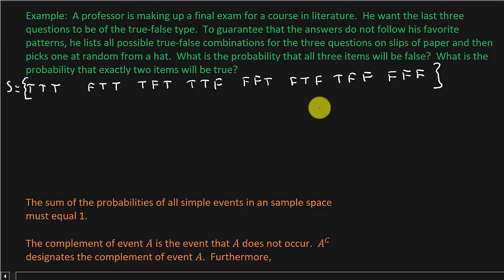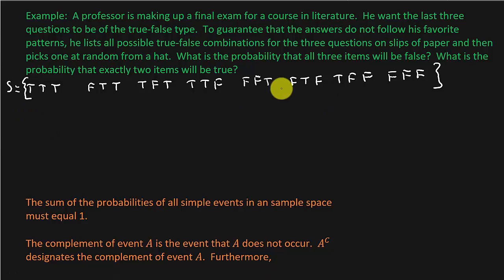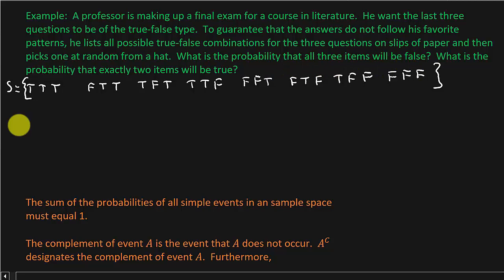But what I have here is I've written out all the possible scenarios for the answers on the true-false questions. And so what do we want to know? What is the probability that all 3 items will be false? Okay, so probability all are false.